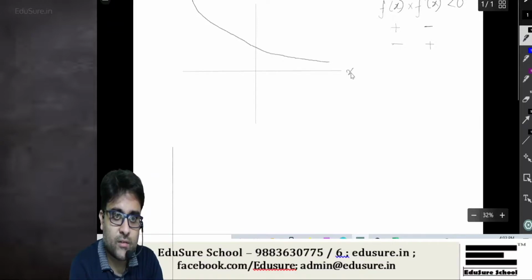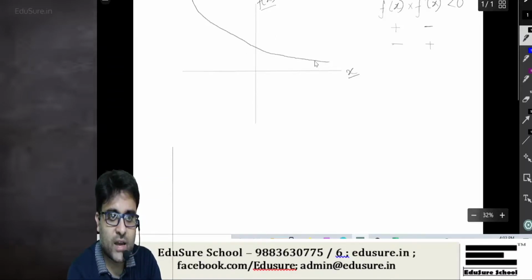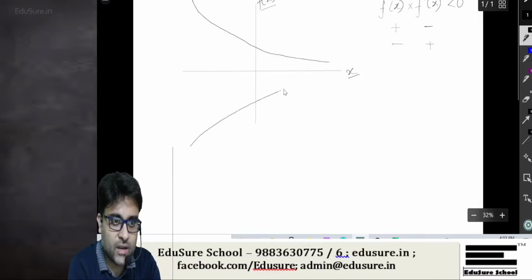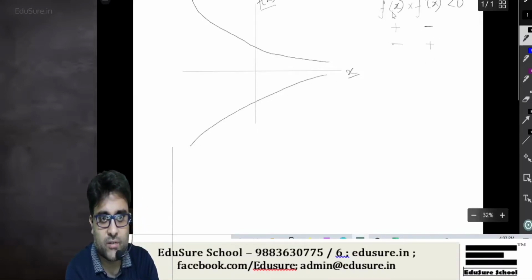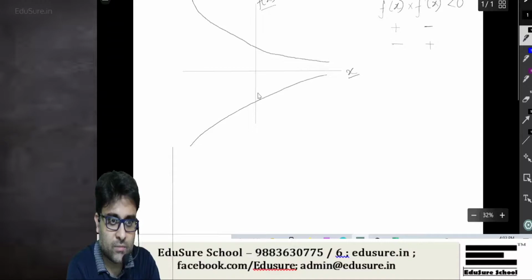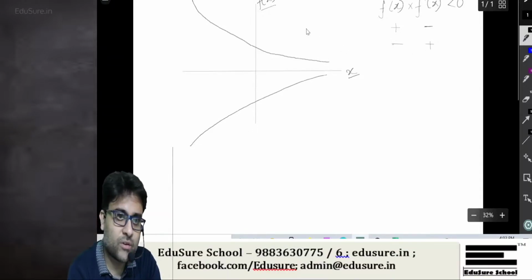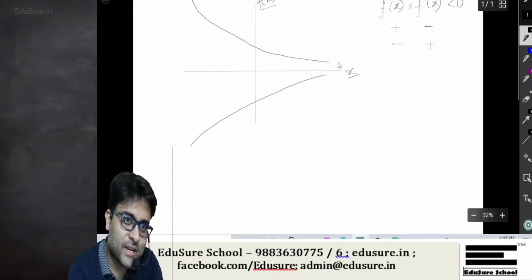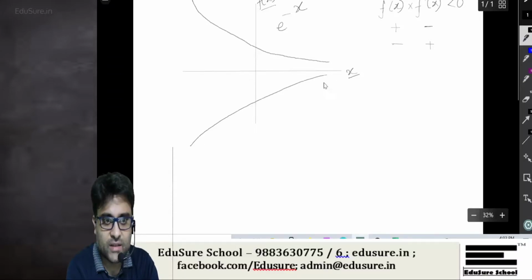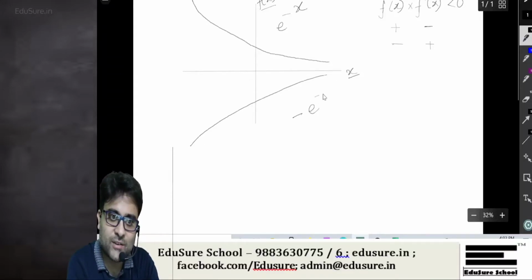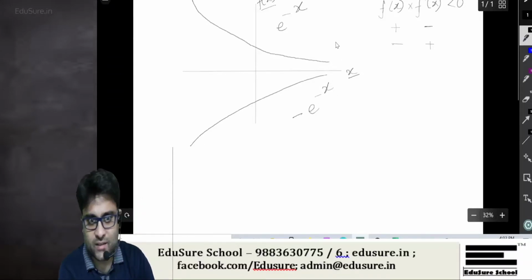If this is my x, this is my f(x). So on the positive side, f(x) has to fall always. On the negative side, f(x) will have to increase always, because if f(x) is negative, that is below the x-axis, f dash is positive. So an example of an always decreasing function like this is e to the power of minus x, and an always increasing function like this will be minus e to the power of minus x. This is only an example.